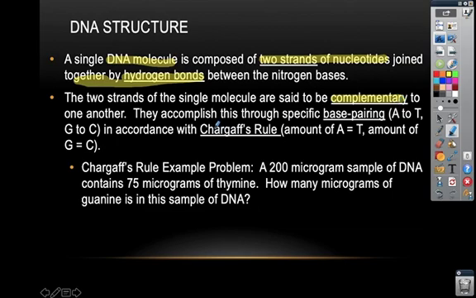Now, Chargaff figured out that in any sample of DNA, the amount of A always equals the amount of T, so adenine is equal to thymine, and guanine is equal to cytosine. So that allowed Watson and Crick, when they built their model, to figure out how the bases would pair together on opposite sides of the DNA.